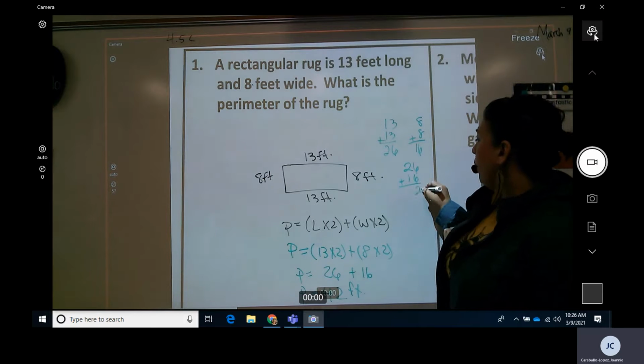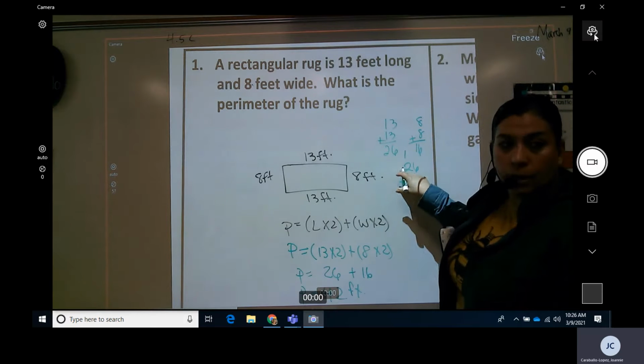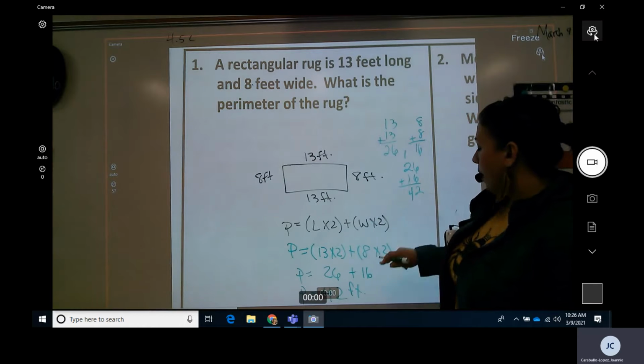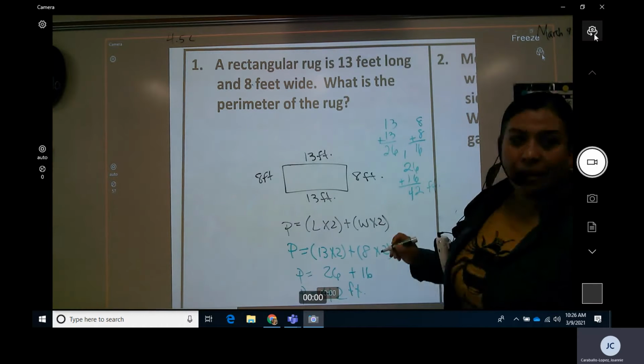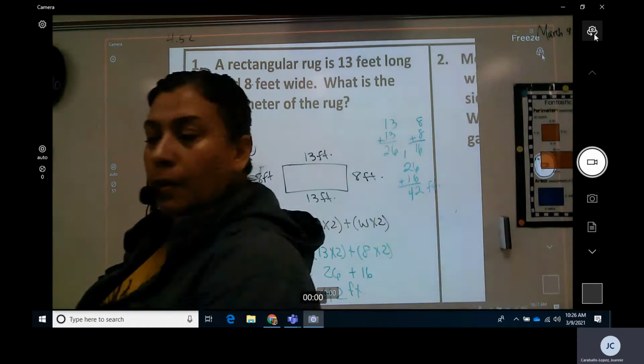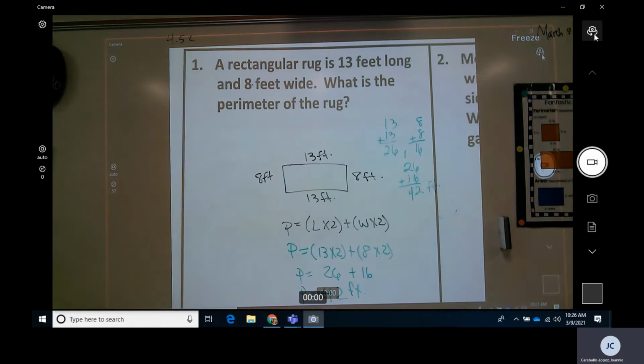6 plus 6 is 12. Carry the 1. 1 plus 2 is 3. And 3 plus 1 is 4. And it gives you the exact same thing. 42 feet, okay? Do we have any questions so far?